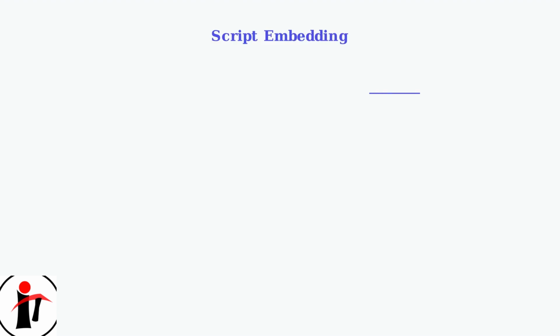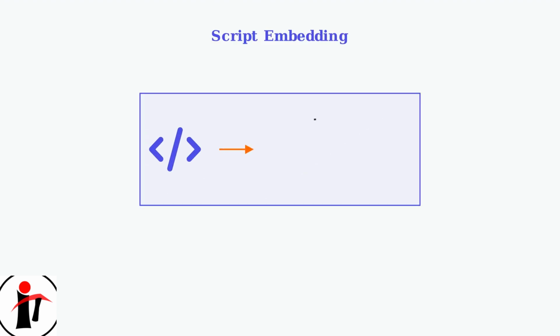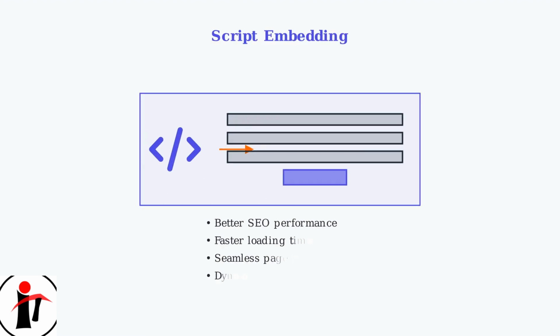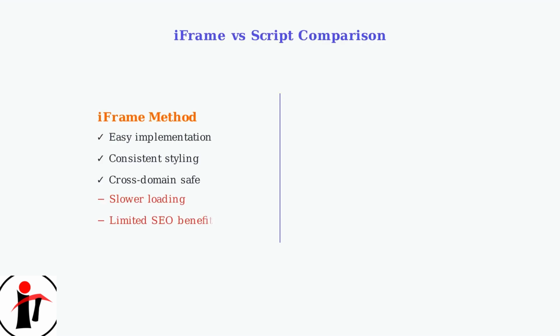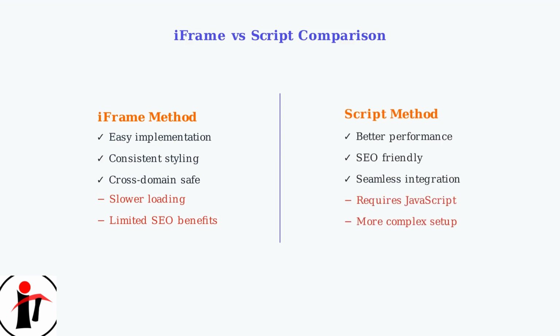The script embedding method uses JavaScript to dynamically load form content. This approach offers better SEO performance, faster loading times, and more seamless integration with your parent page. Here's a direct comparison of both methods. iFrame embedding is ideal for quick implementation and maintaining consistent styling, while script embedding excels in performance and SEO optimization.